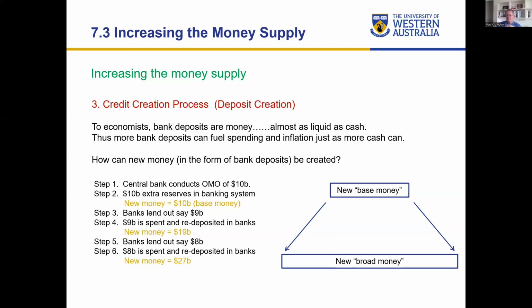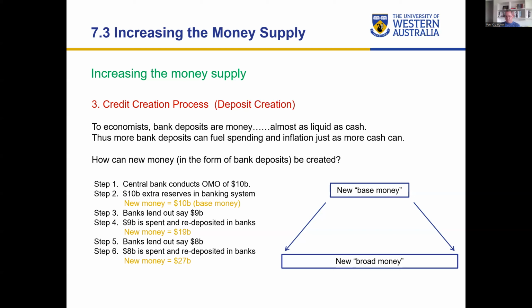Now, what is being created in this process is new bank account deposits. And we know bank account deposits are money. So what the banking system actually does is it will take this $10 billion as new base money. That is new money entering the economy through an open market operation of the central bank. The banking system will take the 10 billion and lend out, say, 9. That $9 billion will be spent, earned by someone else, and settle into the bank account of that third person.